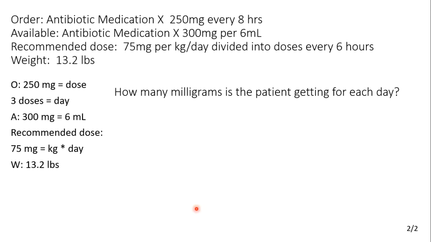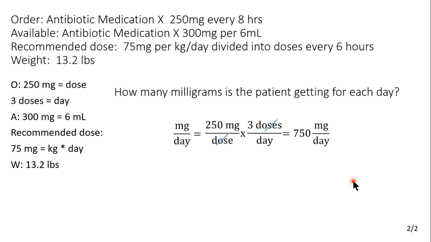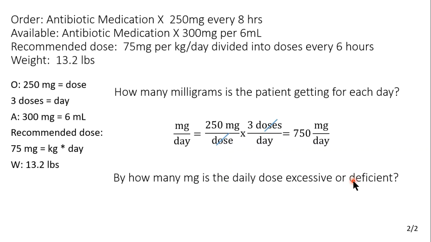Okay, so for working this problem, we need to see the dose. So we want milligrams per day. So we put the milligrams on top, 250 milligrams per dose, and we have 3 doses per day. The doses cancel out, so it's just multiplying 250 times 3, which gives us 750 milligrams per day. Now, by how many milligrams is a daily dose excessive or deficient?